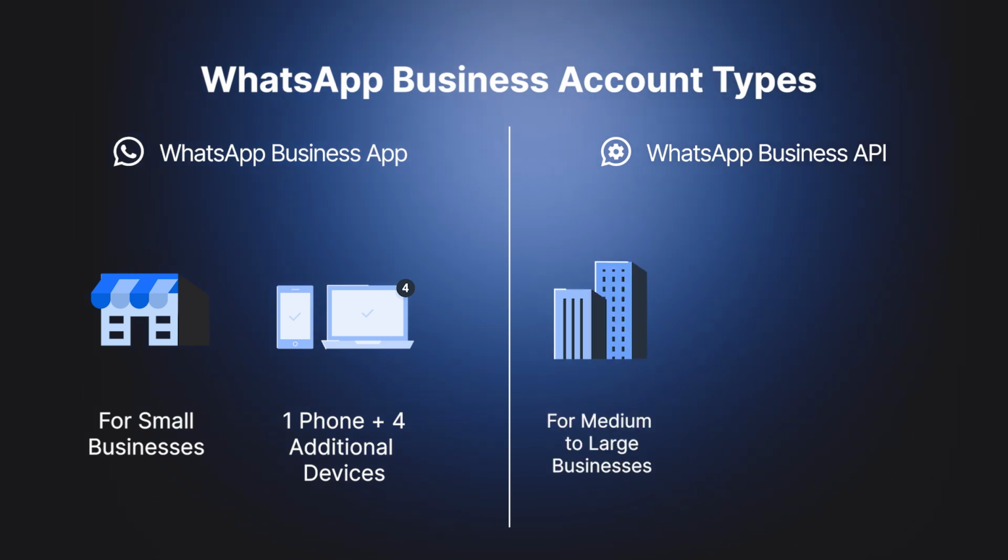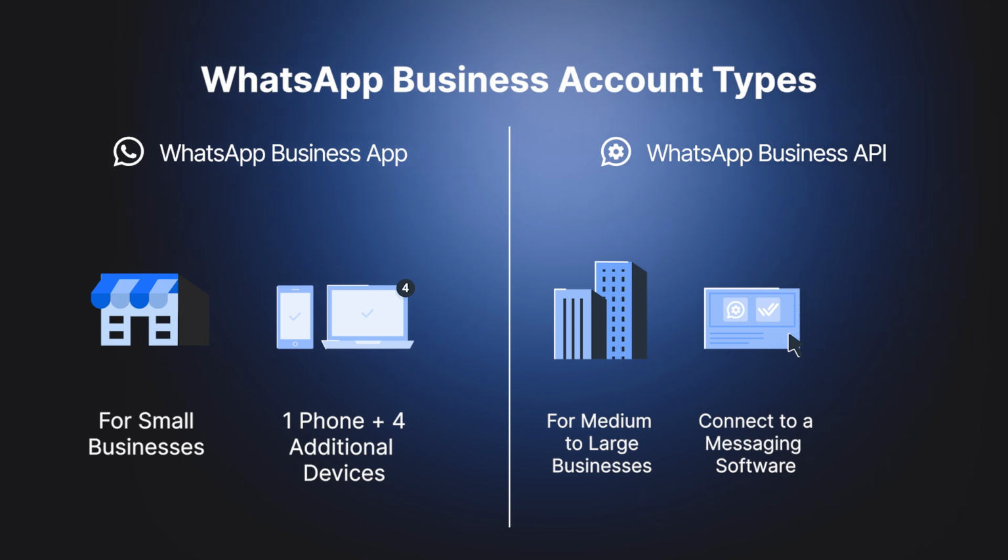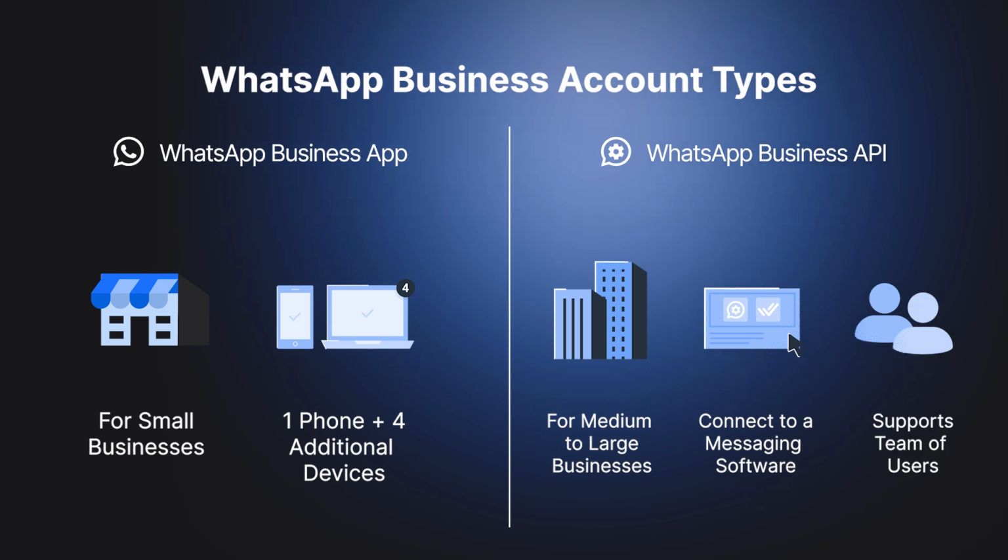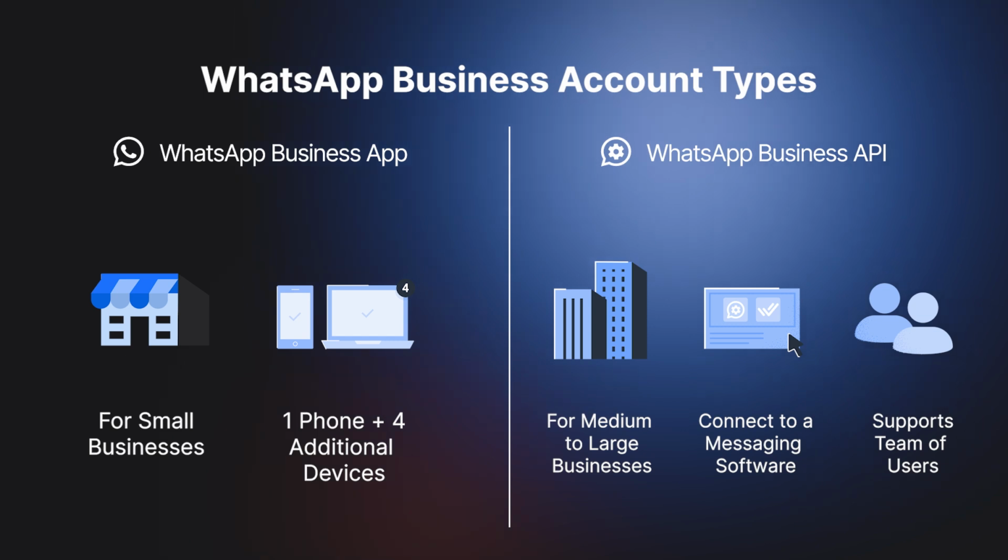Unlike the app, WhatsApp Business API doesn't have a built-in interface. You'll need to connect it to a customer conversation management platform like Respond.io to send and receive messages. This connection enables automation for lead qualification, chat routing, AI-enhanced responses, and faster replies from agents, making it perfect for medium to large businesses that need multiple users for marketing, sales, and support.